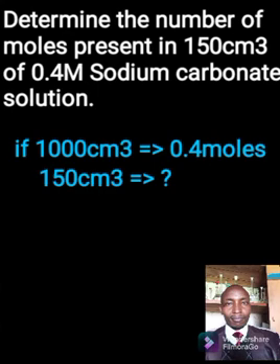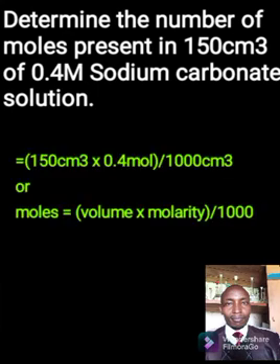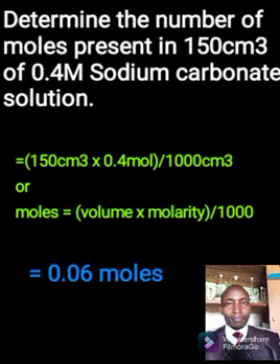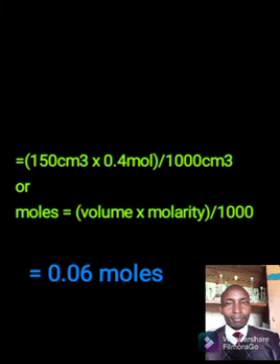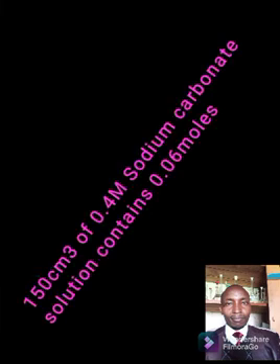Therefore, it will be 150 cubic centimeters multiplied by 0.4 moles divided by 1,000. Remember, you can decide to use the formula that the number of moles will be given by the volume that you're given multiplied by the molarity divided by 1,000. If I go ahead to work that out, it will be 0.06 moles. What does that mean? 150 cubic centimeters of 0.4 molar sodium carbonate solution has 0.06 moles.